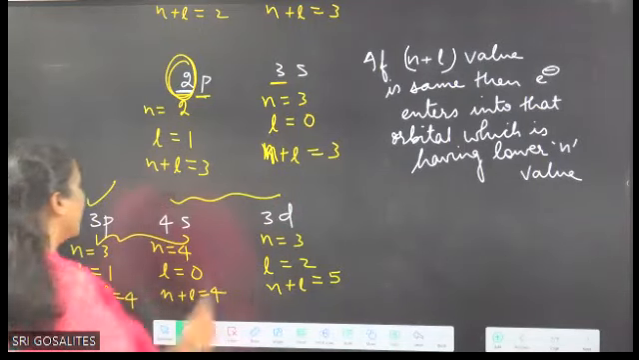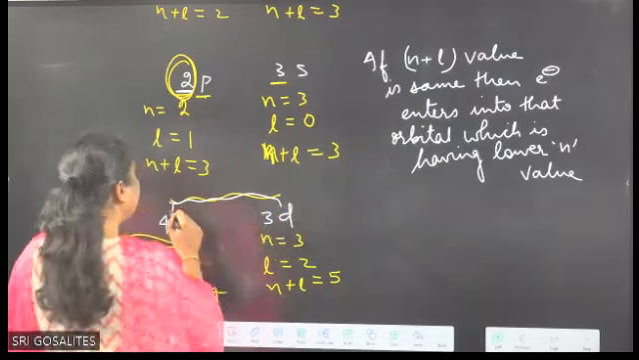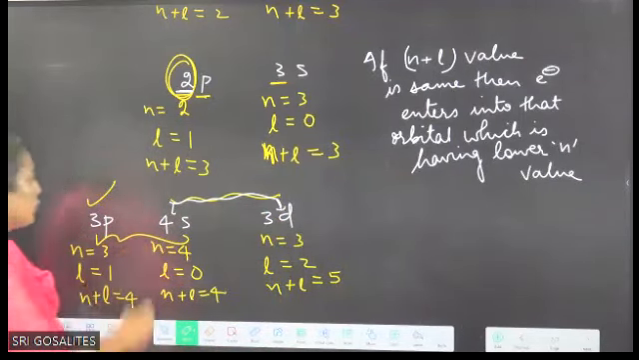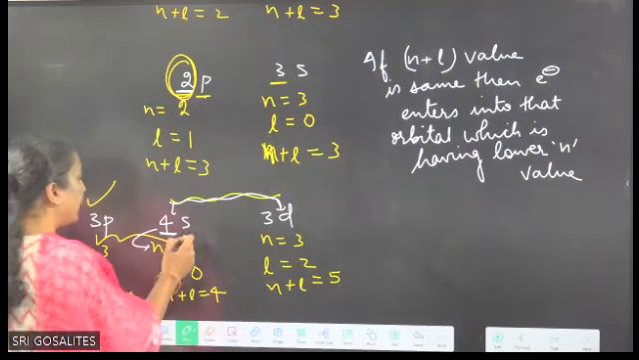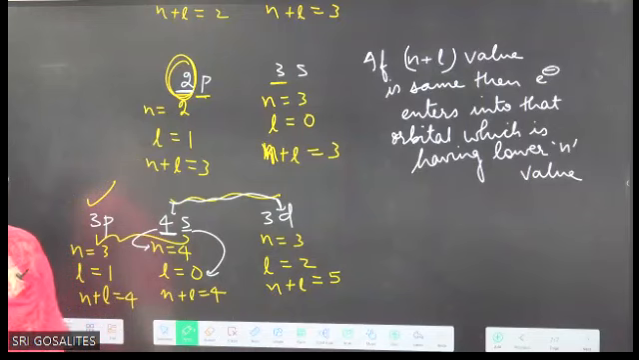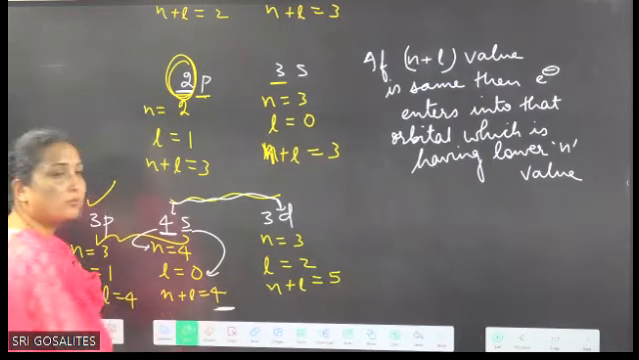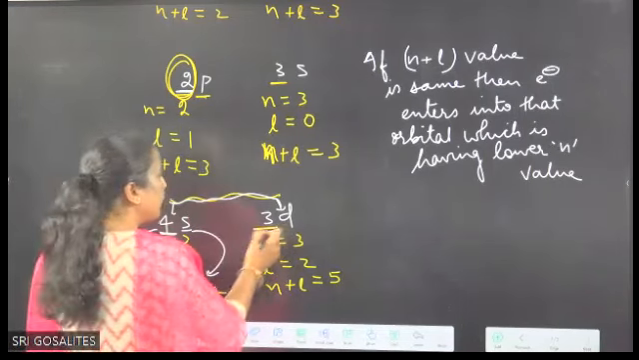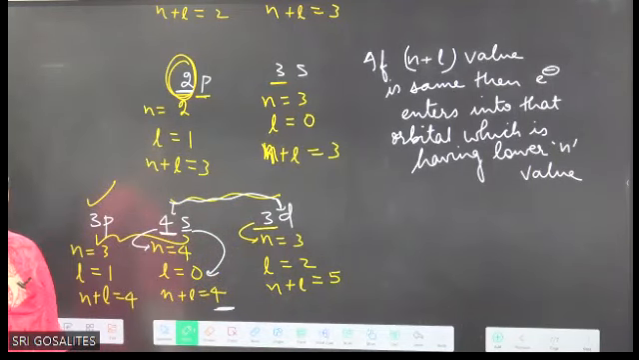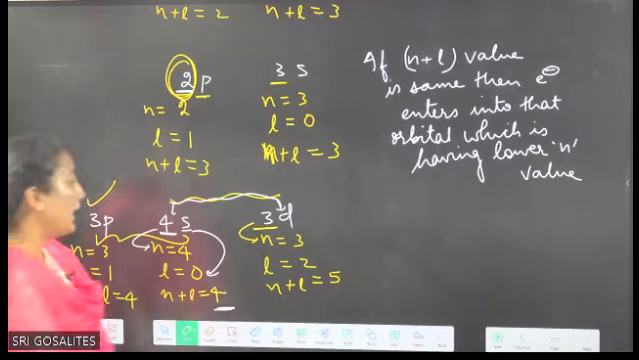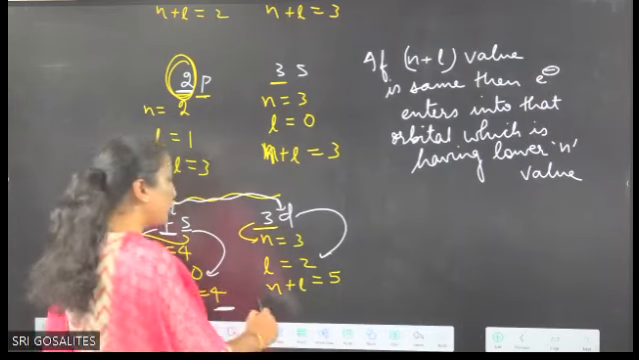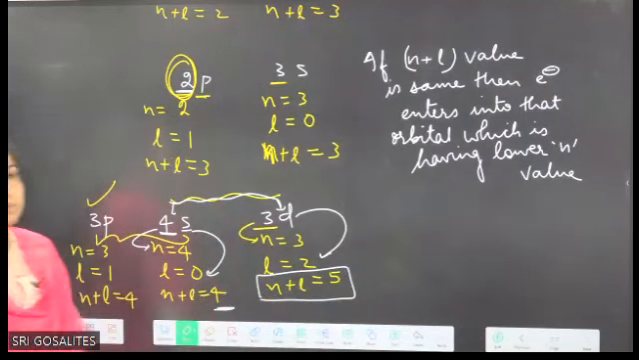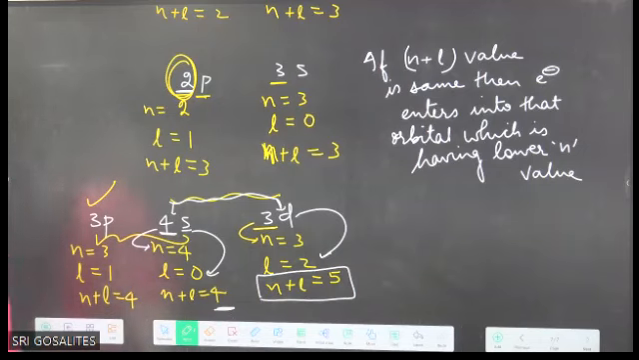Yes, I'll repeat. I compared between 4S and 3D, right? In 4S, what is the value of N? N is 4, the number you are able to see. Now, if S is there, L will be equal to 0. And what about N plus L? It will be 4. When it comes to 3D, what is the N value? The number which you are able to see? It is 3. Right? And then, what is the value of L here? 2. So basically N plus L is 5. Done?